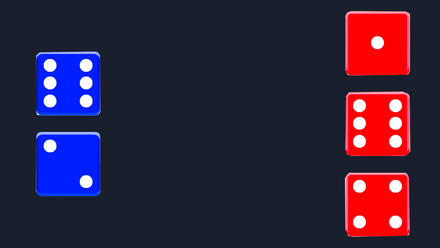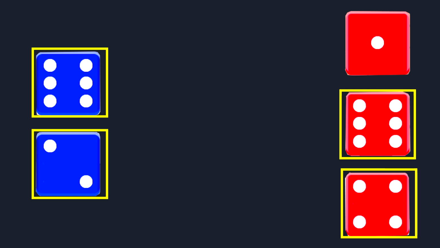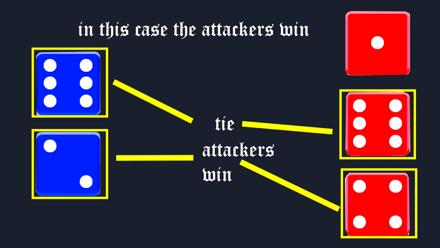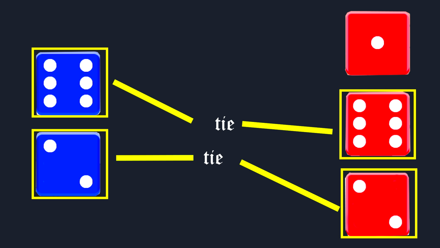Well, how is that determined? Basically, the 2 highest numbers from each side are checked to see which is higher. If there are more higher numbers on the attacking side, then the attackers win. If there are higher numbers on the defender side, the defenders win. If there's an equal number of attacking and defending wins, then it's a tie. The potential third attacking dice probably saw how screwed he was and got the hell out of there.